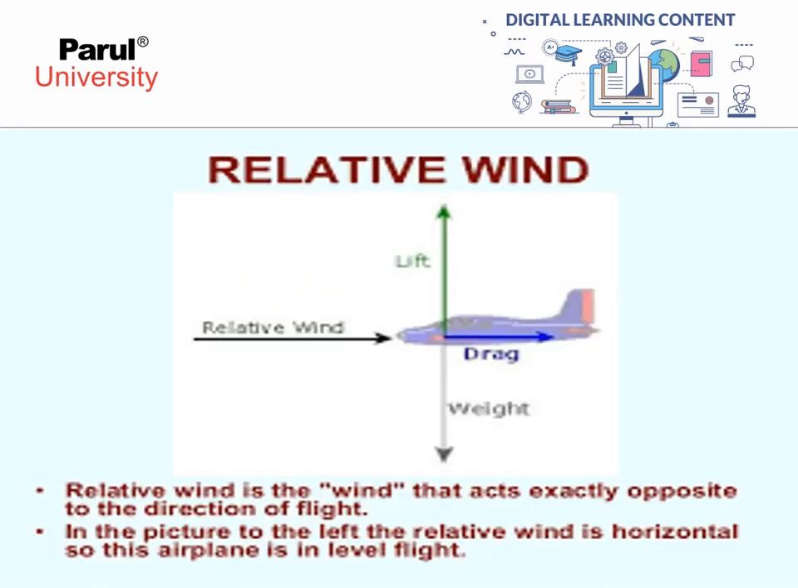Right? Okay. What is the relative wind? Relative wind, you can see the lift, drag, and weight directions. The relative wind is the wind that acts exactly opposite to the direction of the flight. In the picture to the left, the relative wind is horizontal, so this aeroplane is in level flight.